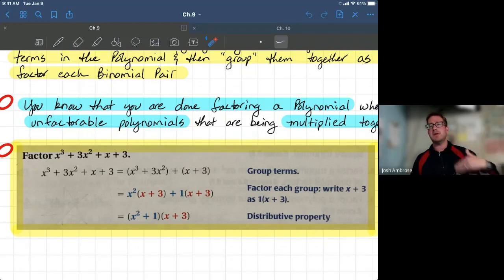Now, you'll notice in this chapter, if there's a way to have a checkpoint, like you know you did it right, this is one of those sections that also has a checkpoint. So how do I know I did this right? Because these sets of parentheses will be identical. All right, and in this case, x plus 3, x plus 3, identical, it was done correctly.